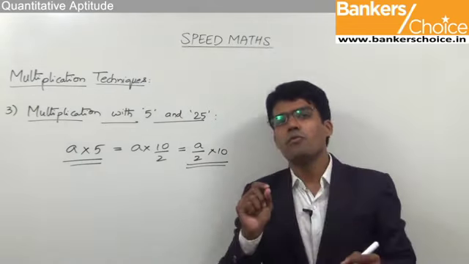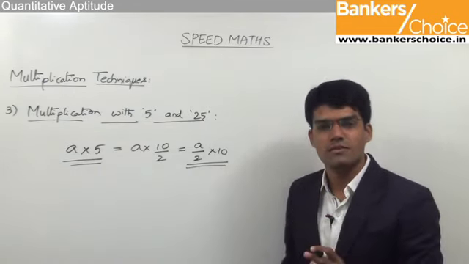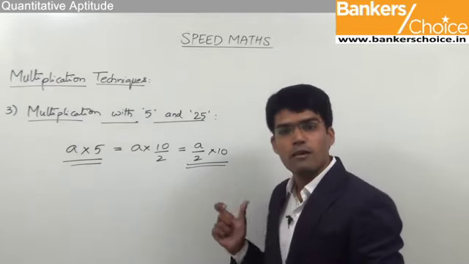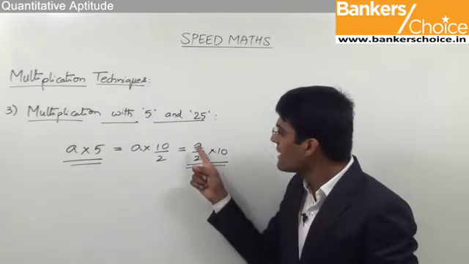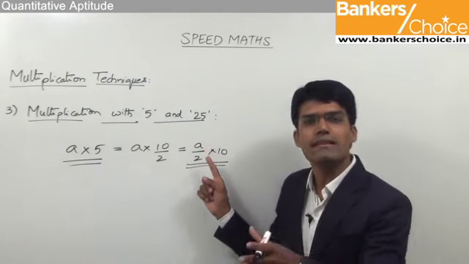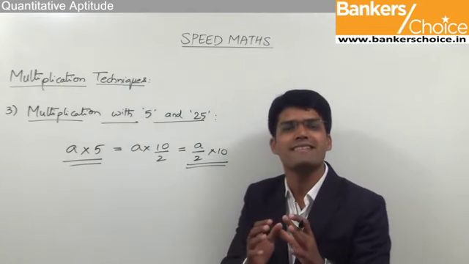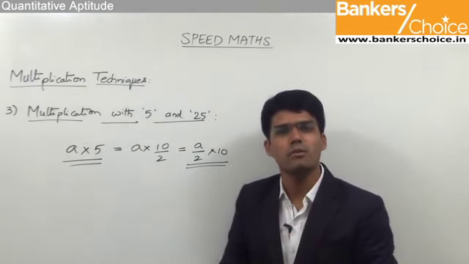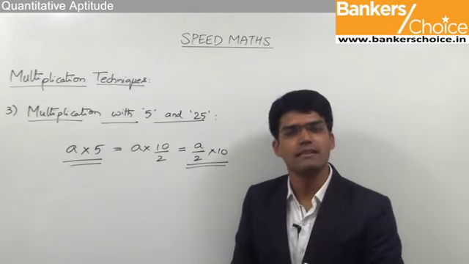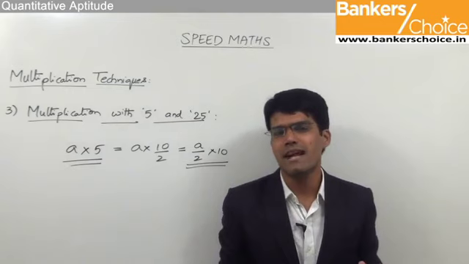For example, 4 into 5. Now I understand that you all know 4 into 5 is 20, but let's look at it in this way. 4 into 5. The number a here is 4. Half of 4 is 2. 2 into 10 is 20. Similarly, 6 into 5, we know that half of 6 is 3. So 3 into 10 would be 30. So 6 into 5 is 30. Similarly, 8 into 5, half of 8 is 4, taken 10 times is 40.